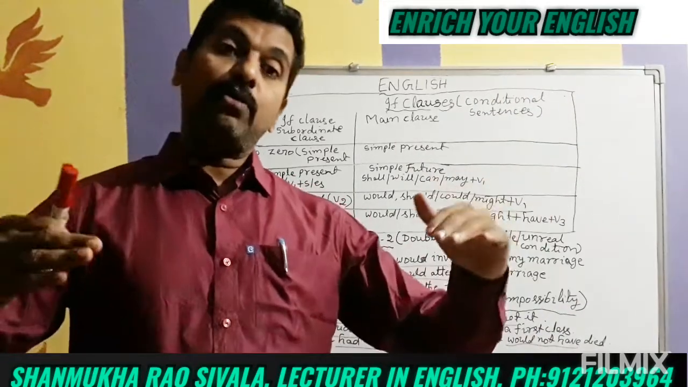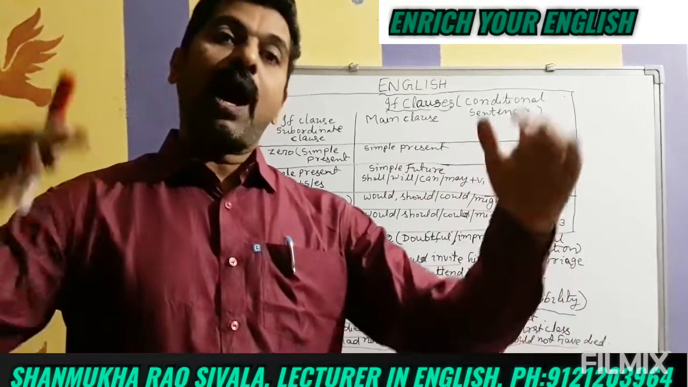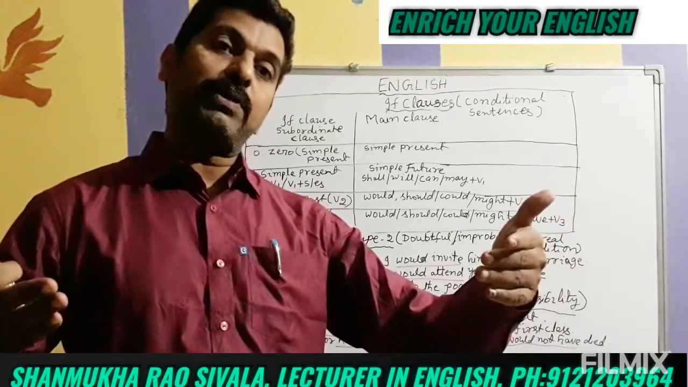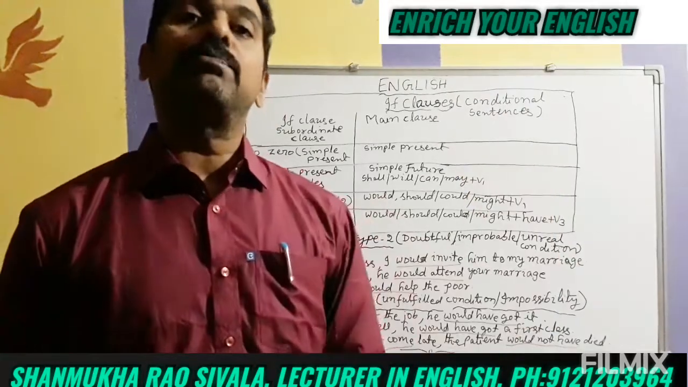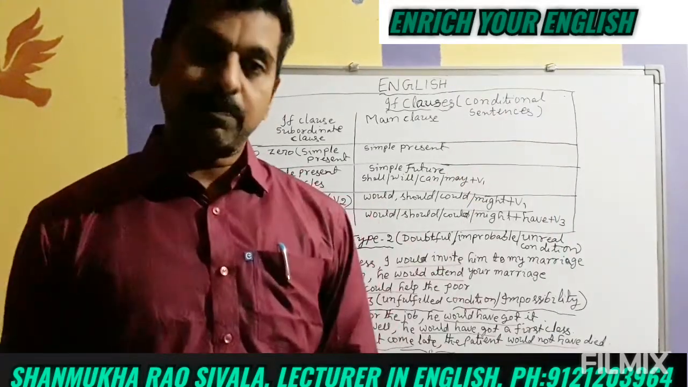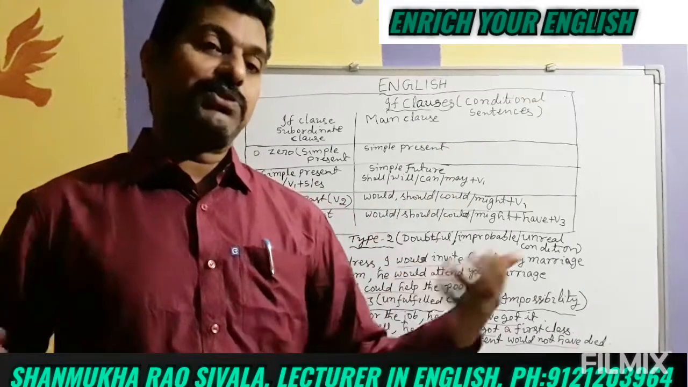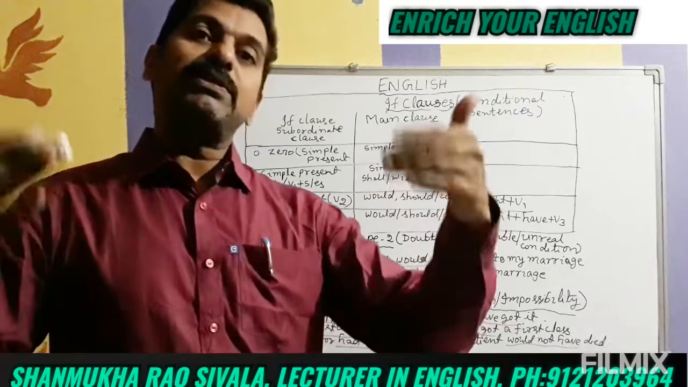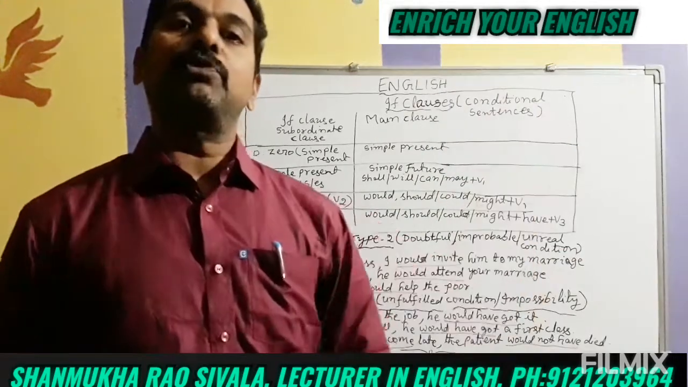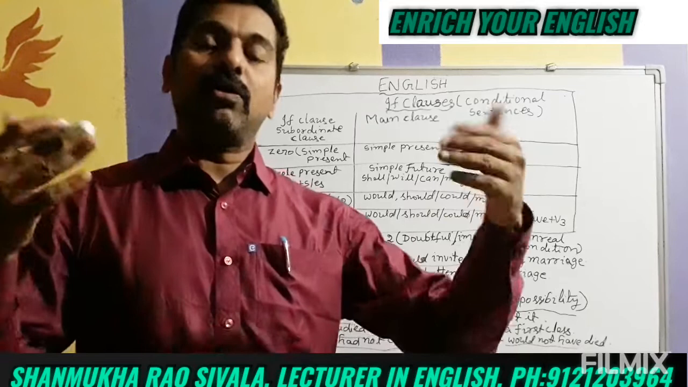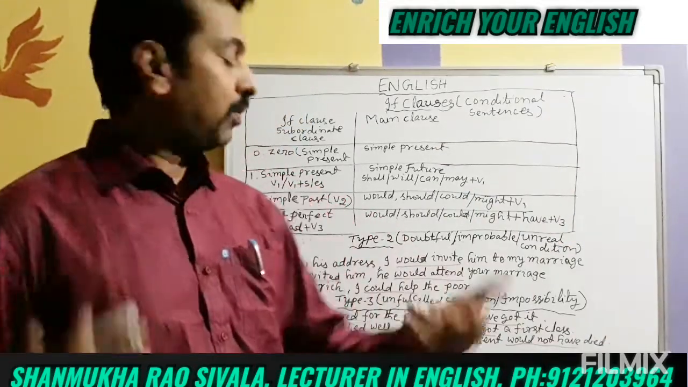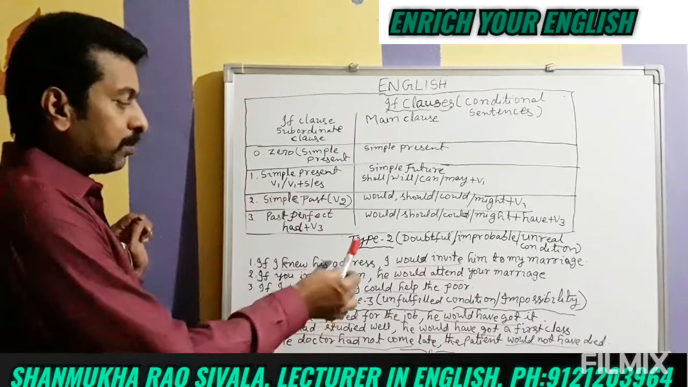And one more, if I won 1 crore rupees, I could help the poor people. If I won 1 crore rupees, I would donate them to the poor people. Imagining the situation, if I won 1 crore rupees in a lottery, I could donate them to the poor people. I did not win the lottery, so I could not donate. Okay. So I hope that you understood.